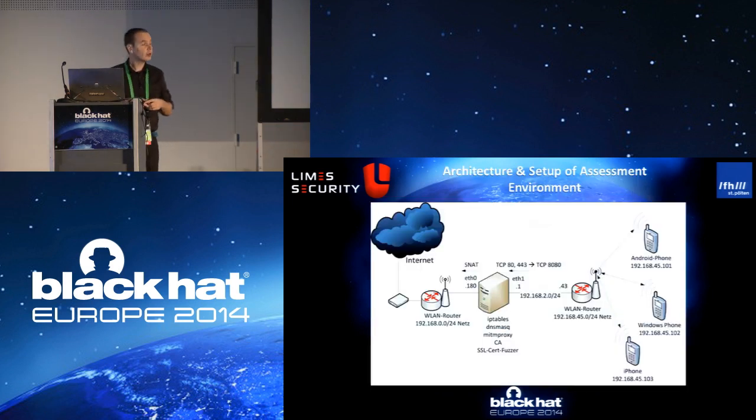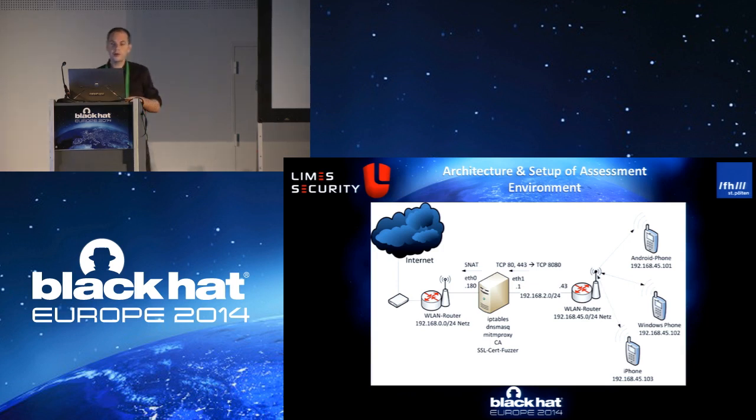What was the setup and architecture of our component? On the right side, we had our poor clients, Android, Windows, and iPhone. They were connected through a regular wireless network to our evil proxy. The most important software components here were iptables, dnsmasq, mitmproxy, a certificate authority, because we had our own certificate authority for some test cases, and our SSL certificate fuzzer. And finally, of course, a connection outwards to the internet, because, again, we wanted to get into the middle of the connection.